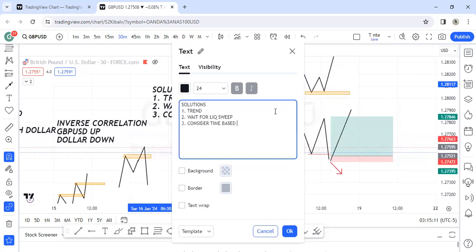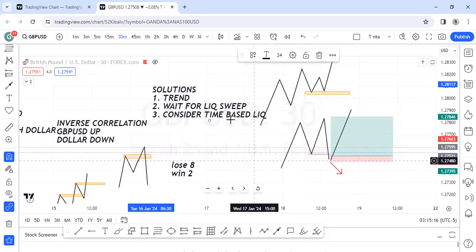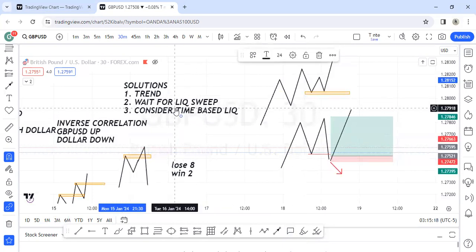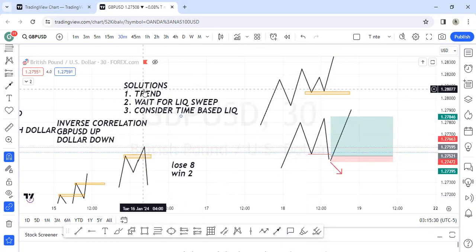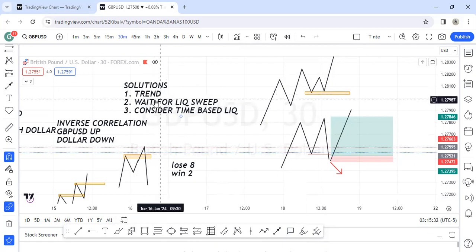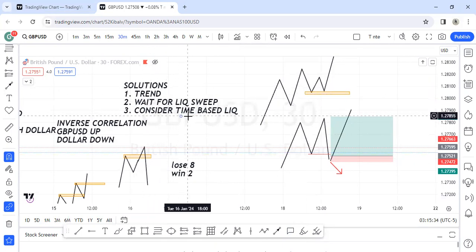Something like previous weekly highs. I won't talk much about this. As we continue, I'll throw more light on this. This is a whole series. I won't really talk about number three because it's very advanced. It's mostly for intraday traders. If you're not intraday, you won't really understand this. But if you can focus on just these first two things, the trend and the wait for liquidity sweep, then you're going to avoid a lot of things.